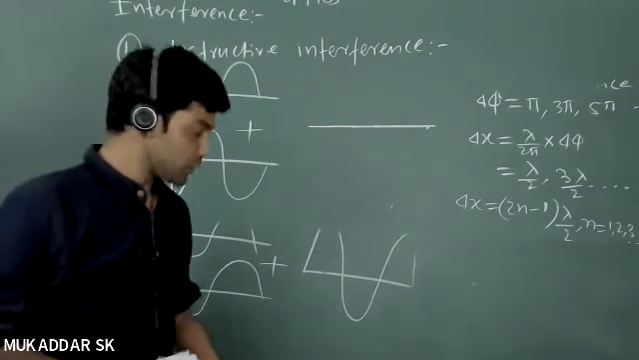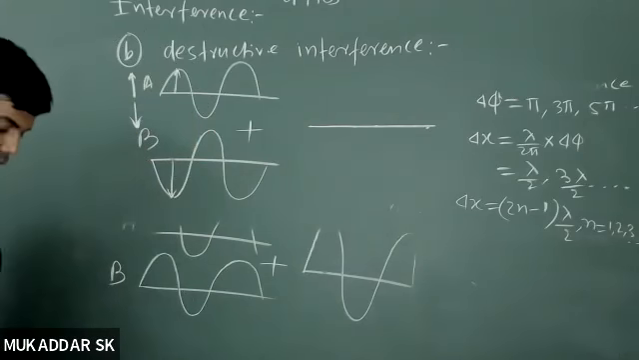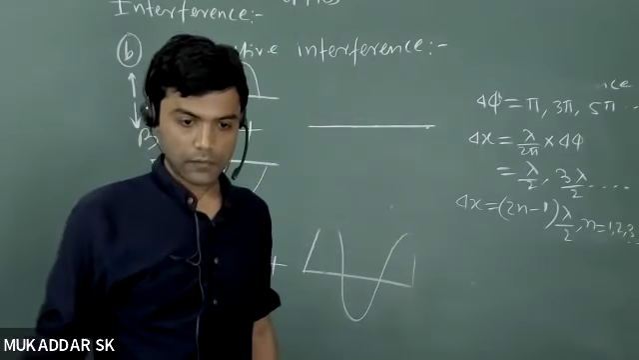is it clear? It's a basic part of your interference. Now if you understood, then we'll go to that important part of interference, that is your Young's double slit experiment. Did you get this part?